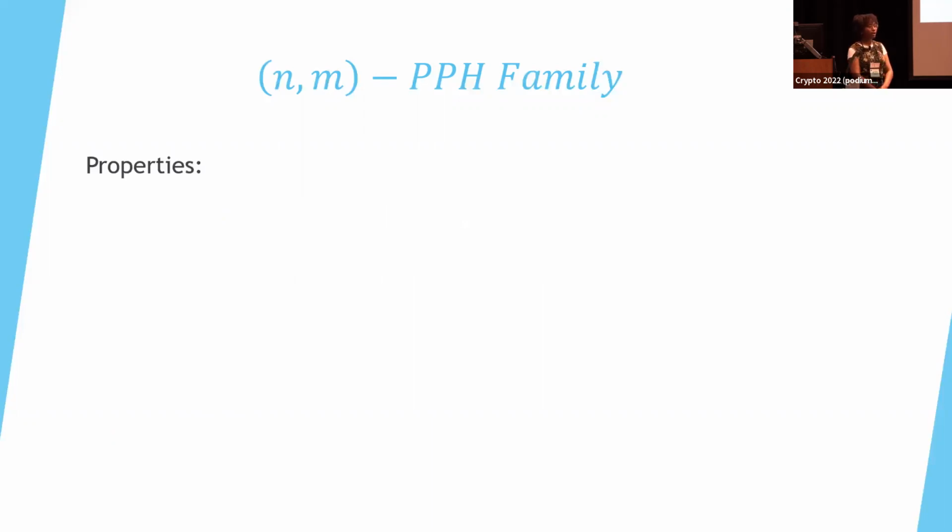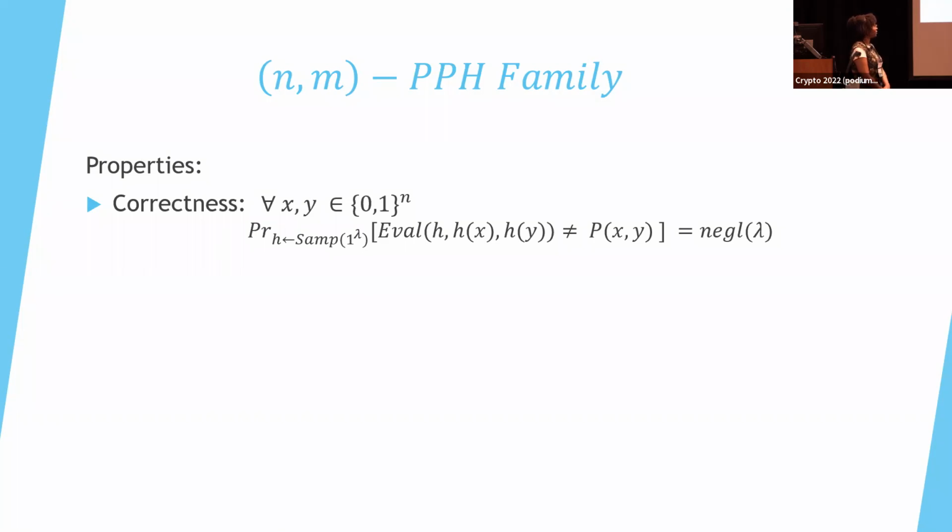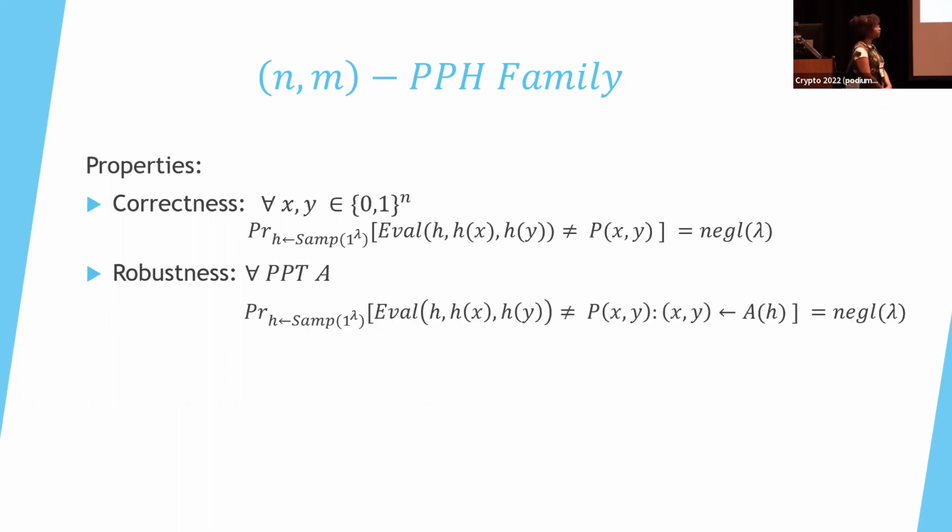Additionally, we must satisfy the following properties. We have correctness, which basically says that for any worst case XY chosen a priori, the probability that the eval algorithm outputs something different than P of XY is negligible. If we want our property preserving hash family to be robust, we must also satisfy this additional property, which says that correctness holds even when X and Y are chosen adaptively by an adversary who has seen some description of our hash function H.